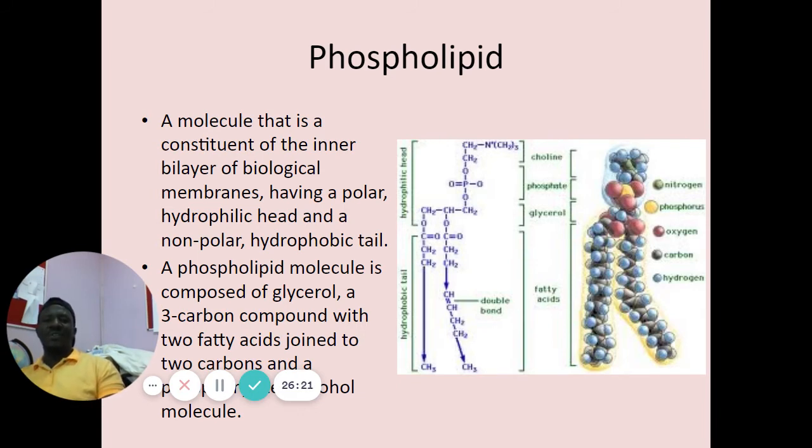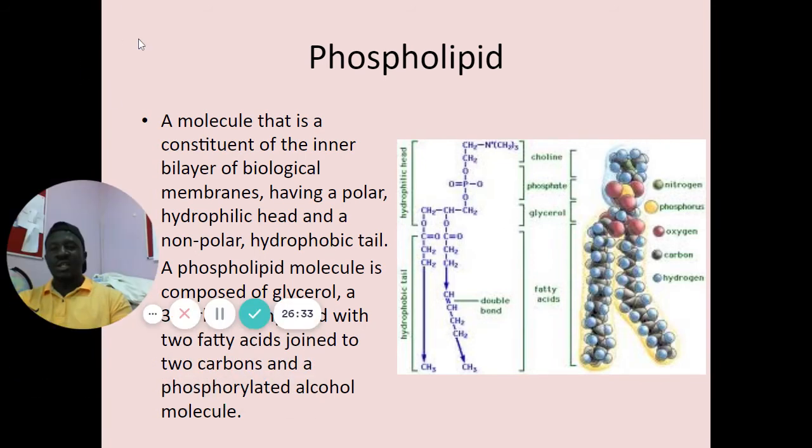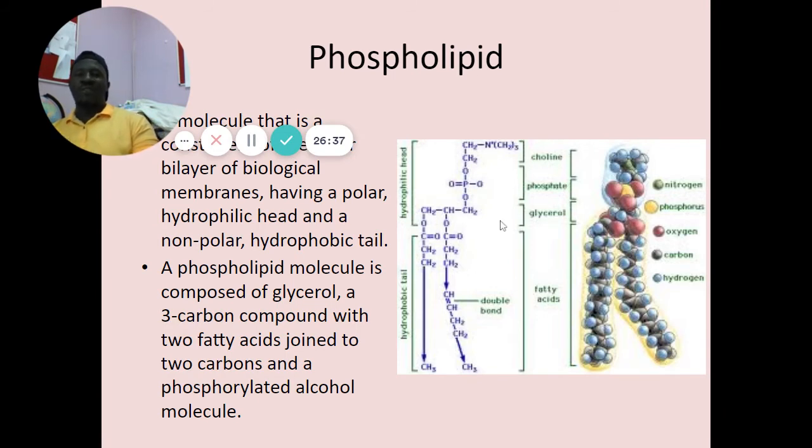So a phospholipid molecule is composed of glycerol, a carbon compound, with two fatty acids joined to a phosphorylated alcohol molecule. Two fatty acids joined to carbons and phosphorylated alcohol molecules, as you can see. So because of the fatty acids, the tail becomes fat-loving and water-hating. So that's what it does. The polarity and nonpolarity of the plasma membrane is a result of the contribution of the phosphorus head, the phosphoric head, and then the tail.